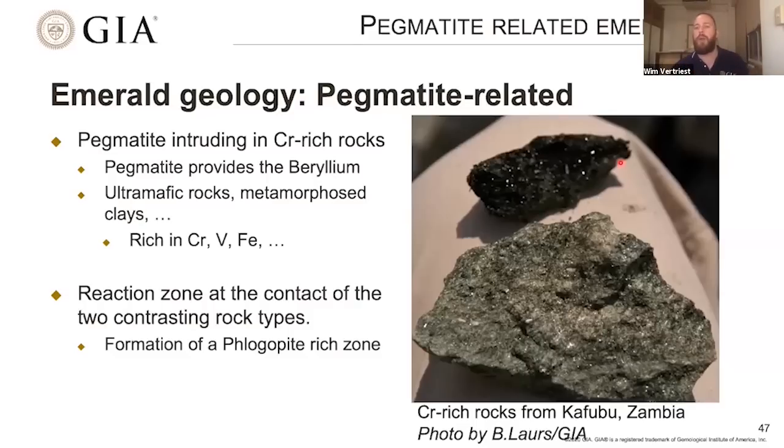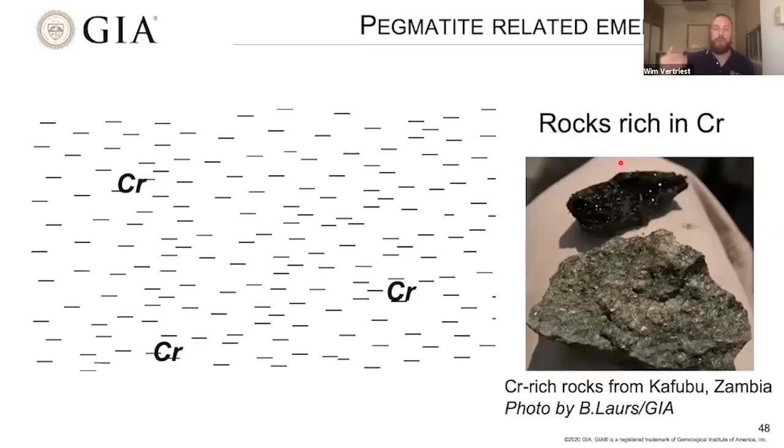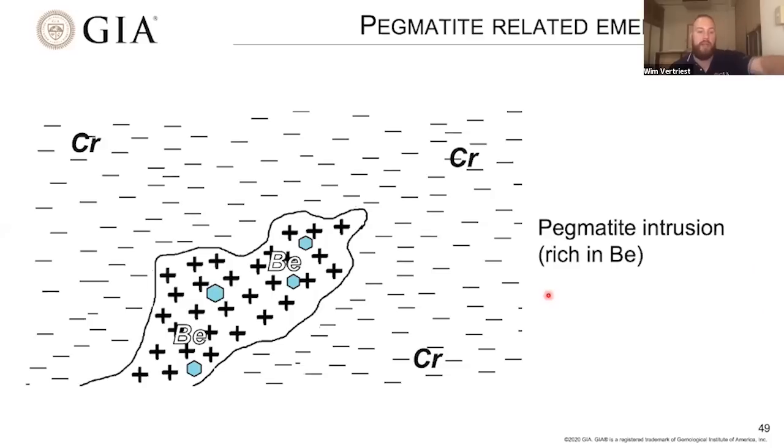So I've just pulled up some sketches to go over that really quick. In the beginning, you just have your rock with a little bit of chromium dispersed throughout it. This photo on the right can give you an idea of what this rock looks like. It can look very different as well, but now you have a sense of what it looks like. So you have this rock, and all of a sudden there's an intrusion happening, an intrusion of a pegmatite rich in beryllium.